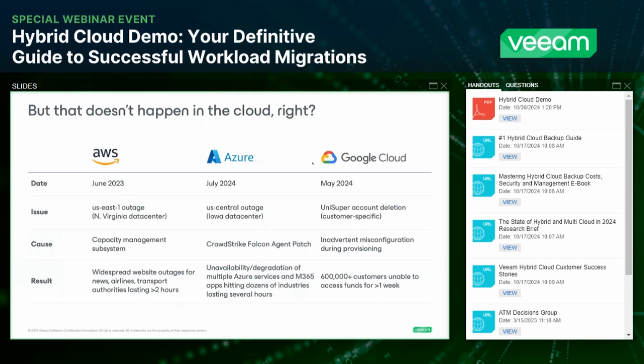So in May of this year, 2024, there was a Google Cloud incident. There's an organization called UniSuper. They are an Australian superannuation fund. So again, this outage was very customer specific, but ultimately there was an inadvertent misconfiguration by Google during the provisioning of those accounts, and it ultimately resulted in the deletion of those organizational accounts. That included all of their data that they had migrated from vSphere on-prem to Google Cloud.